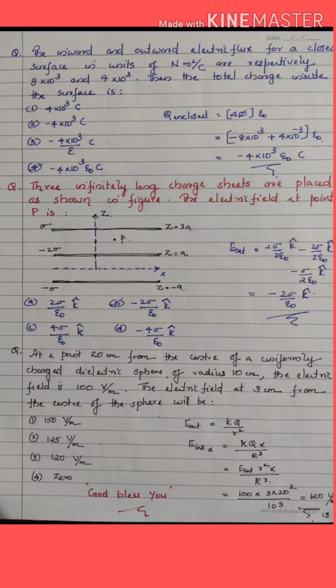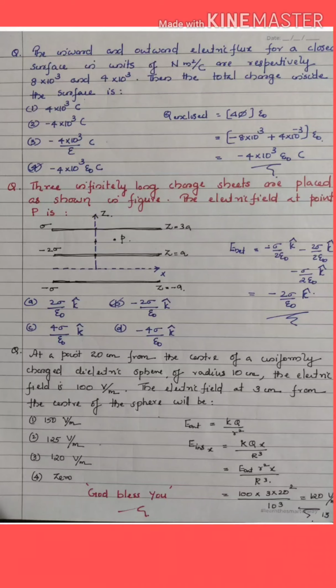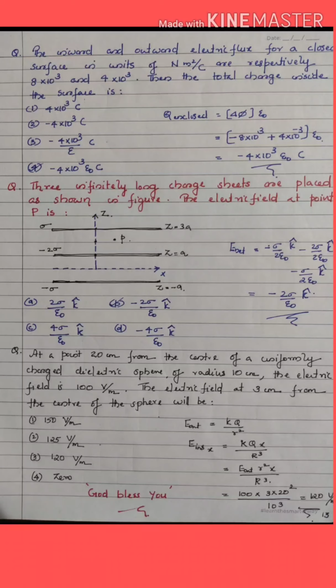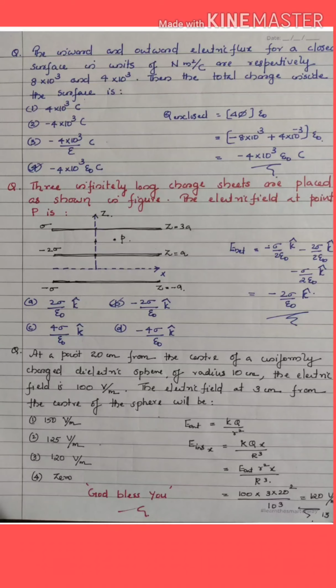And hence we can easily find that value. You know, for a sheet the contribution is sigma by 2 epsilon 0. The second one has minus 2 sigma, so something like that. So you get the answer. You just add the three contributions.